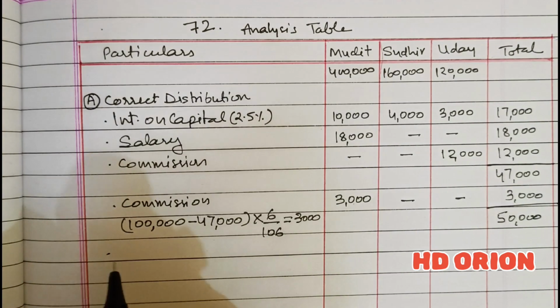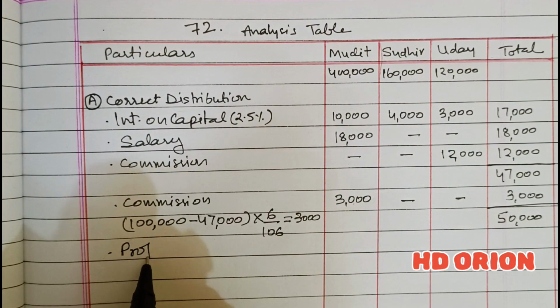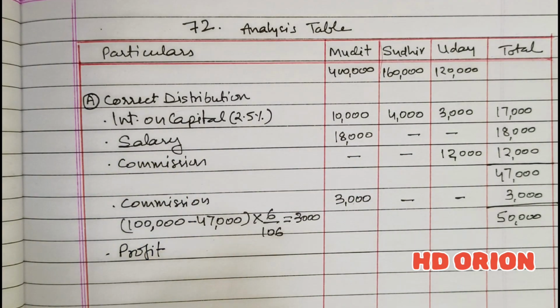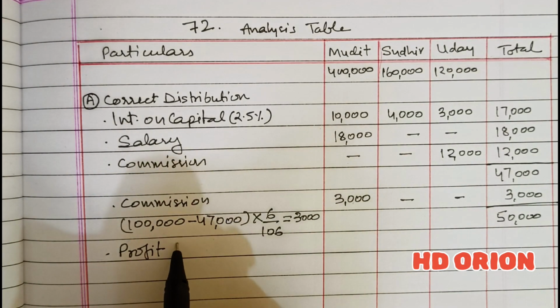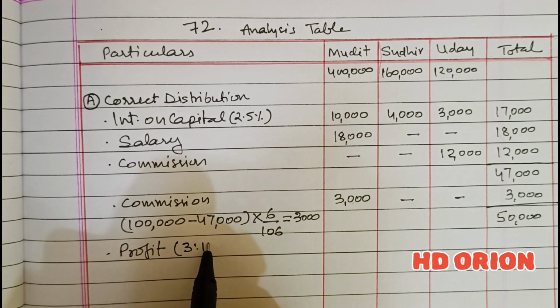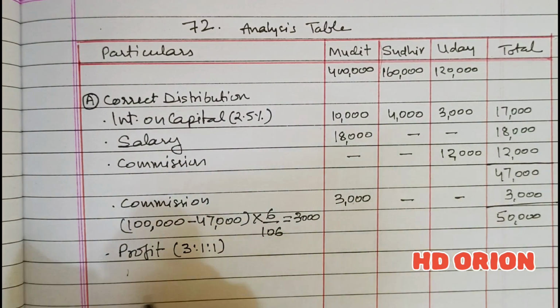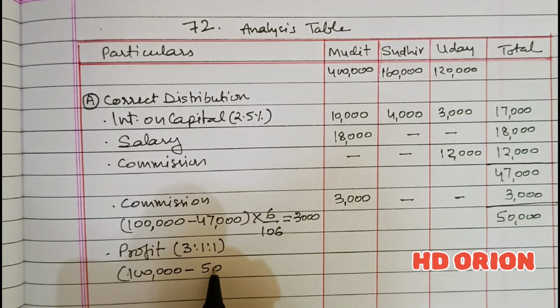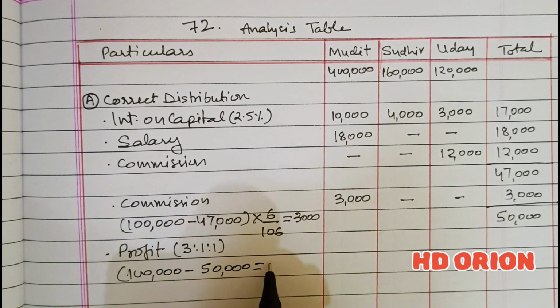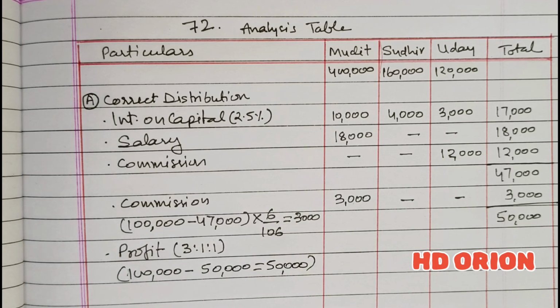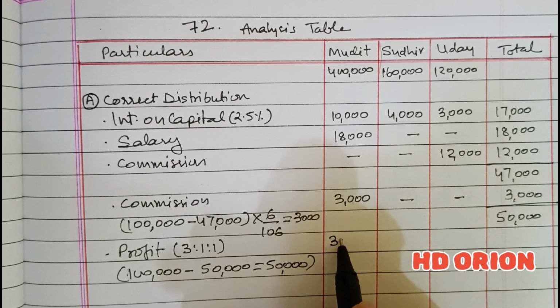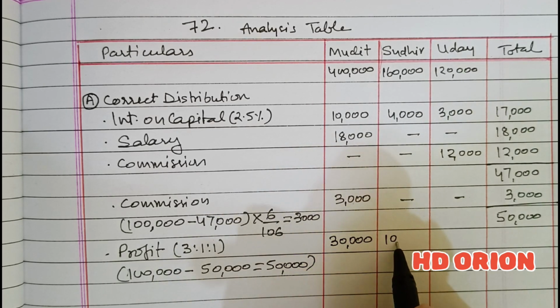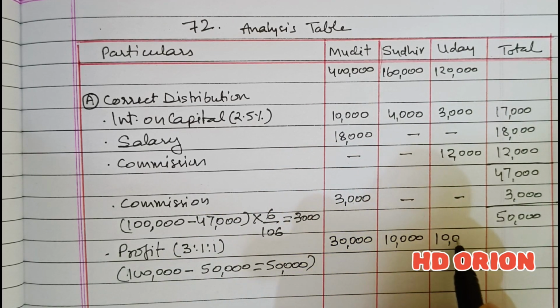Now the remaining profit also we have to give, that is divisible profit or distributable profit, in their profit sharing ratio, which is 3:1:1. Now what will be the profit? Out of rupees 1 lakh, 50,000 has already been given to the partners. So the remaining is how much? 50,000. Now this 50,000 is the divisible profit, which will be given to the partners in their profit sharing ratio 3:1:1. So first partner will get rupees 30,000, second partner will get rupees 10,000, so will be the third partner.